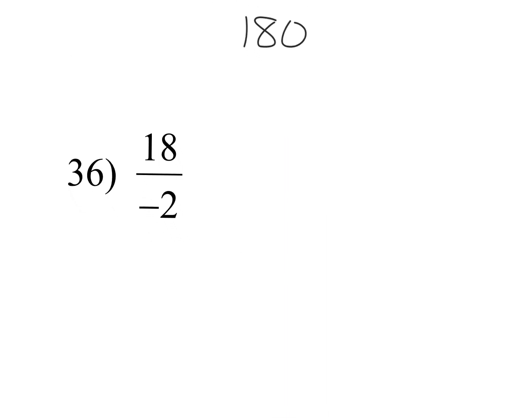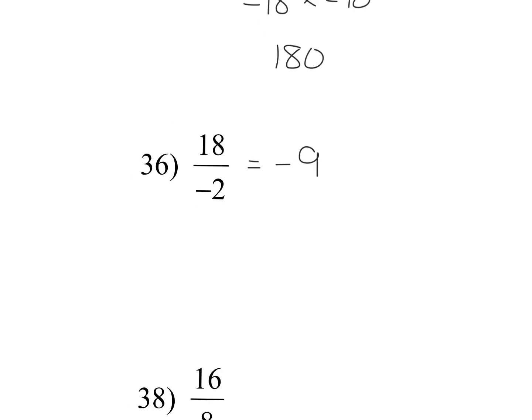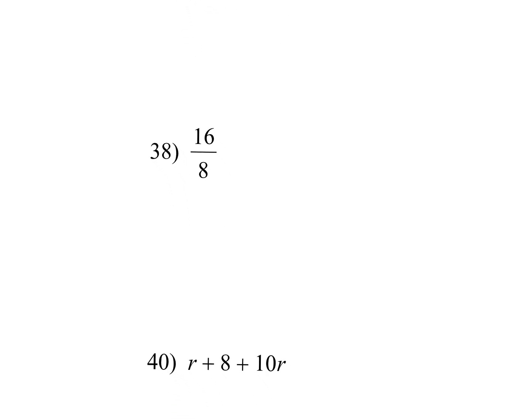All right, 36. What's happening between 18 and -2? Dividing. Same rules apply. We have a positive divided by a negative. What do we get? A negative. 18 divided by 2? 9. 38. We have a positive divided by a positive. So we get positive. What's 16 divided by 8? 2.